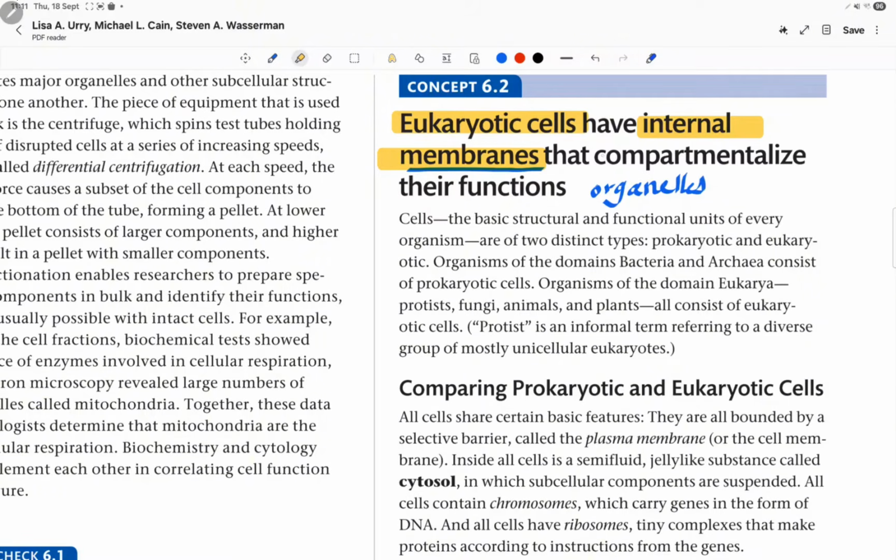The word compartmentalization is very specific to only eukaryotes. Only eukaryotes have compartmentalization. Prokaryotes don't.